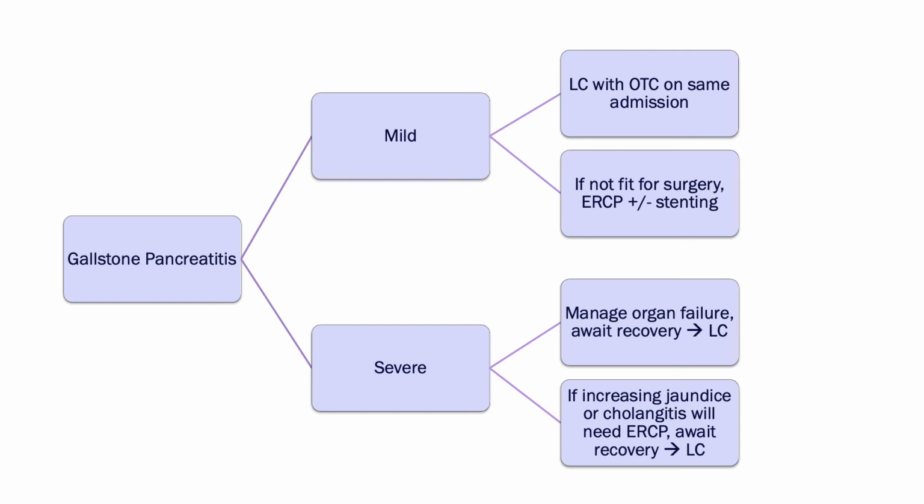If, however, it's a severe pancreatitis and the patient isn't that well, we initially need to manage the organ failure of the pancreatitis, await their recovery, and then we can do a lap chole. If, however, they're having increasing jaundice or develop cholangitis, they will need an ERCP. Following this, we again await their recovery and they'll need a lap chole.